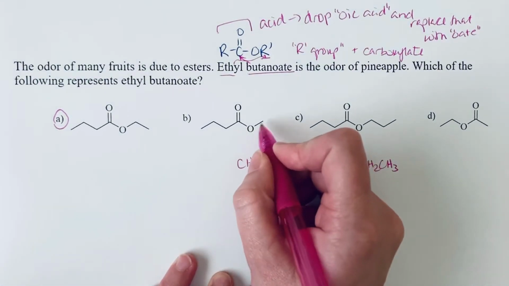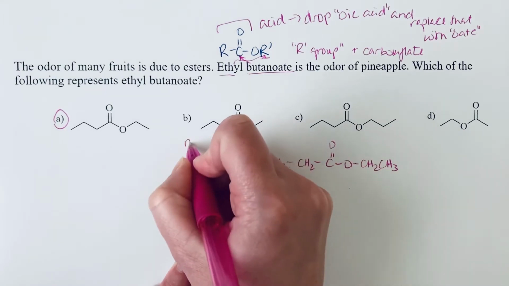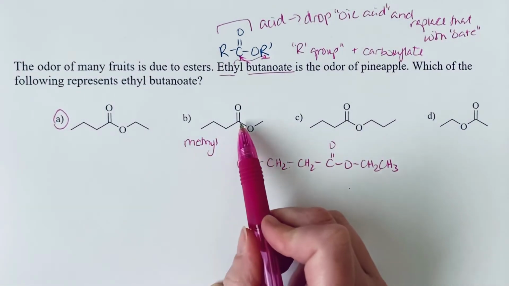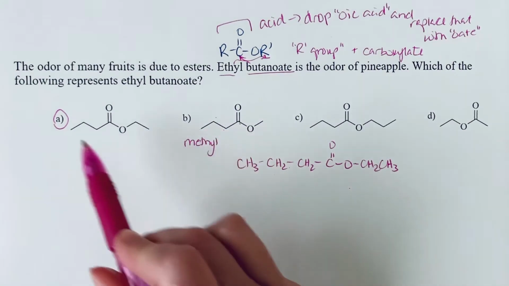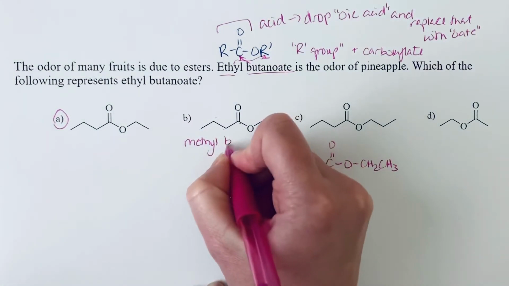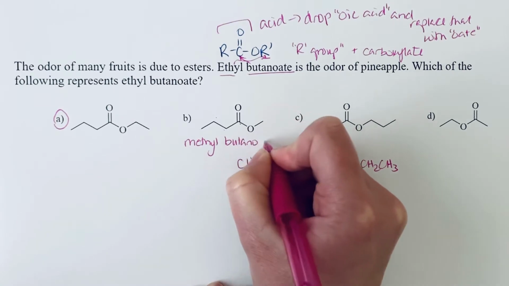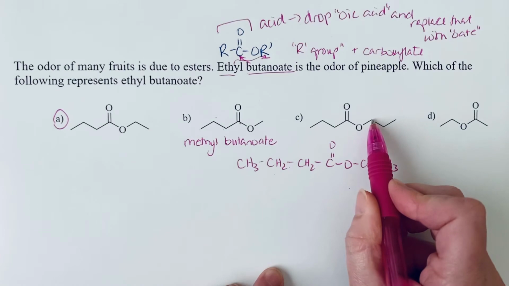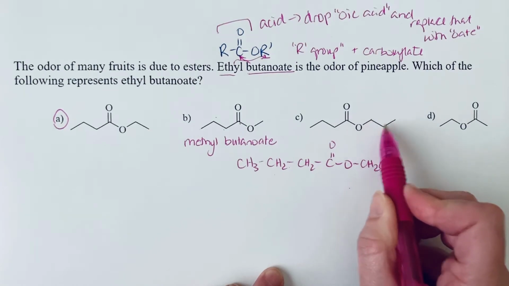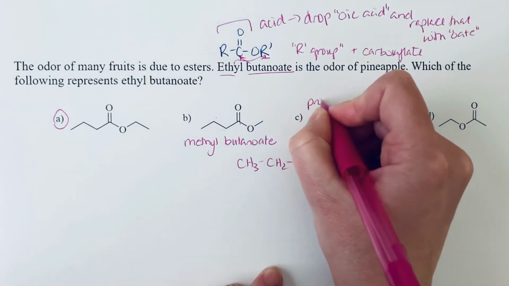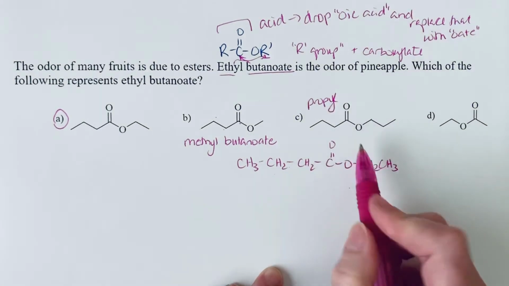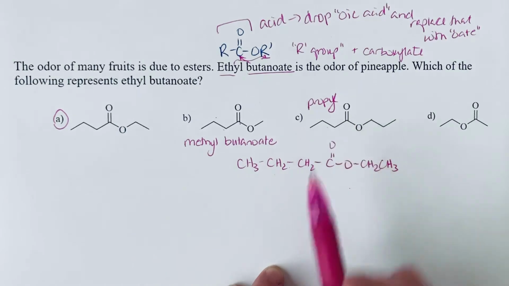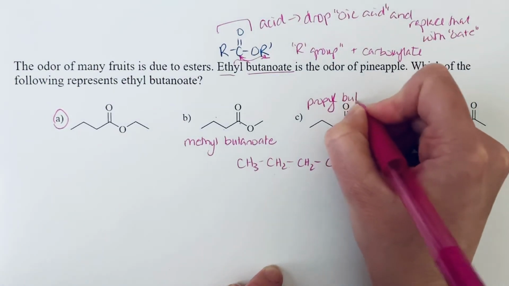So if we look at B, we see our R group is a methyl. So this is methyl, and then if we count our carboxylic acid, we see 1, 2, 3, 4, just like the first one. So this is methyl butanoate. And if we look at C, we see our R group is a propyl chain, 1, 2, 3, so this is propyl. And our carboxylic acid looks like, again, a 4-carbon atom chain, but we'll verify 1, 2, 3, 4, so this is propyl butanoate.